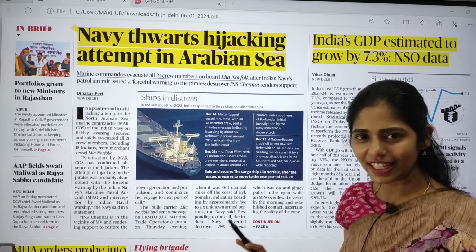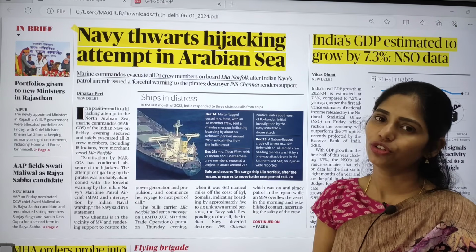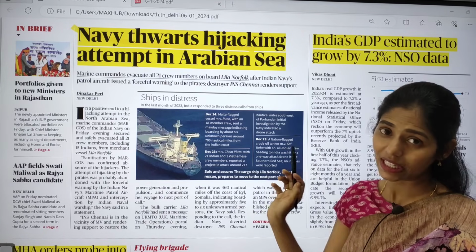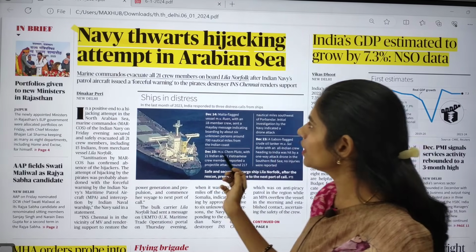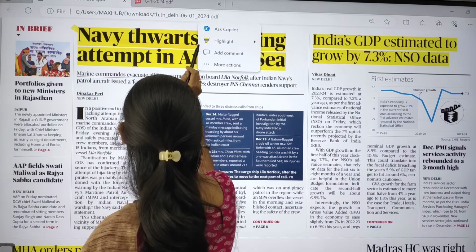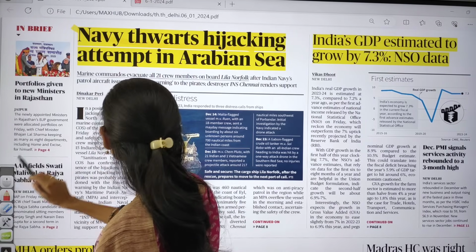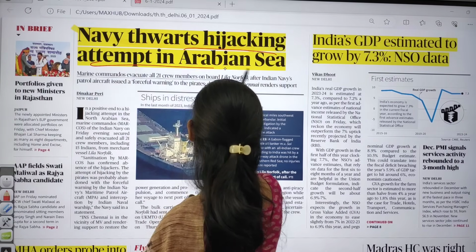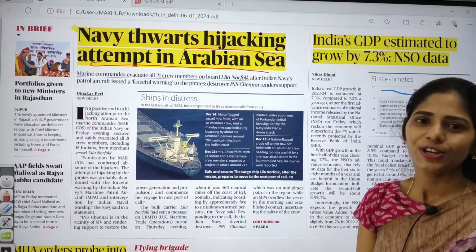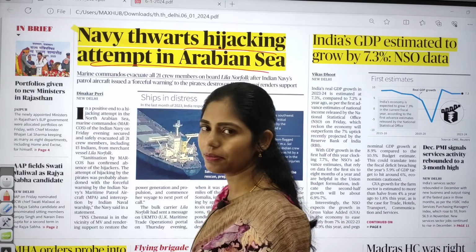So without wasting any time, let us see the front page of the Delhi edition of The Hindu. I am taking the Delhi edition here. The first article is "Navy thwarts hijacking attempt in Arabian Sea". This issue is very important.